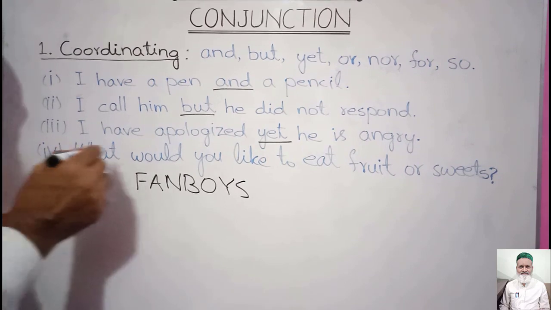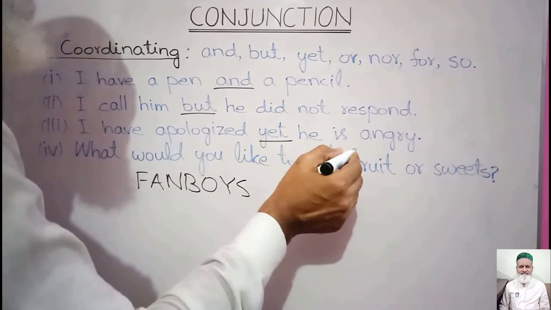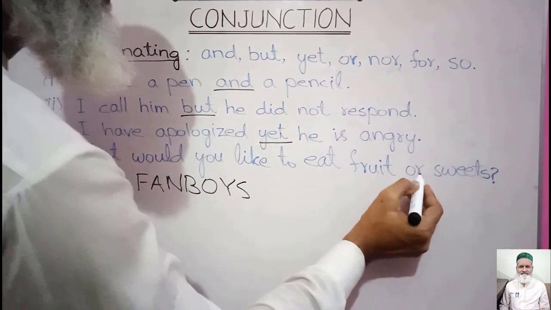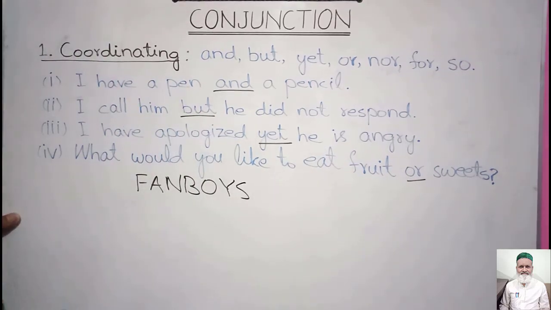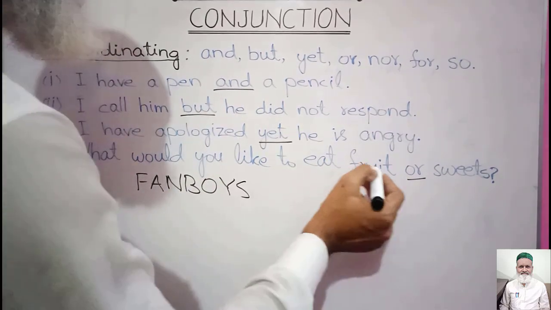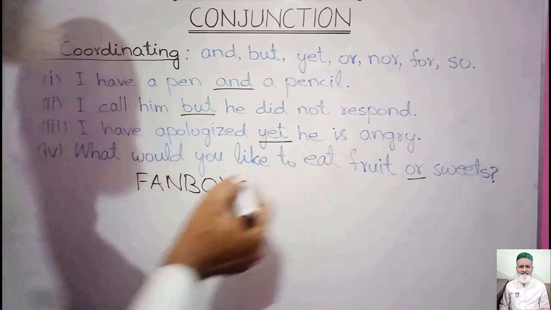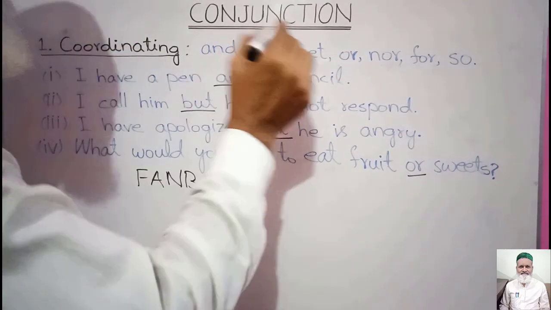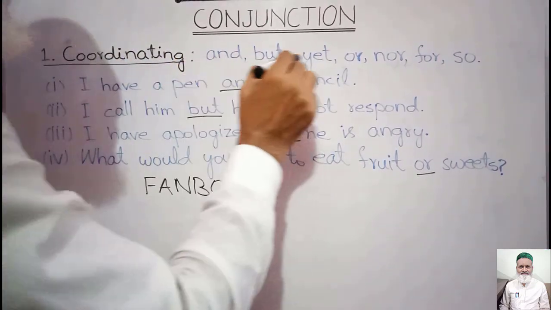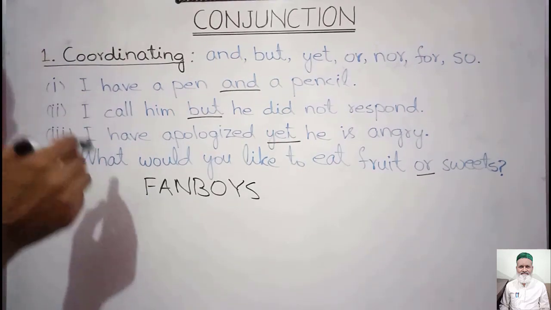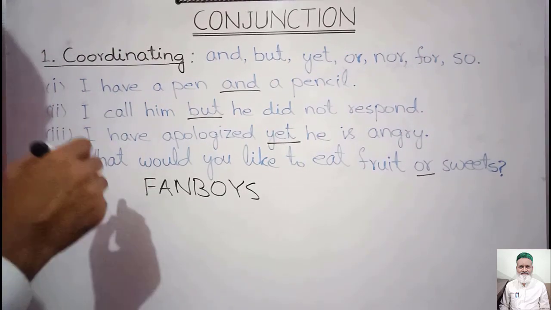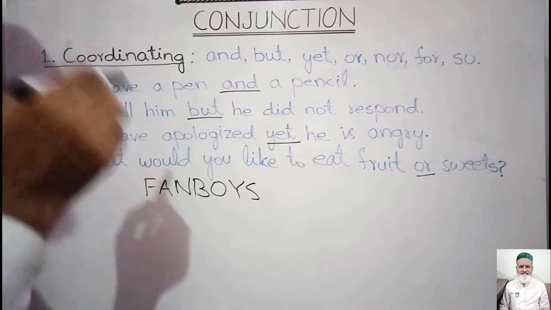Number 4, what would you like to eat, fruit or sweets? This or is conjunction, and it is joining these two words, fruit and sweets. These are coordinating conjunctions. All coordinating conjunctions join the phrases, words or clauses of the same rank.